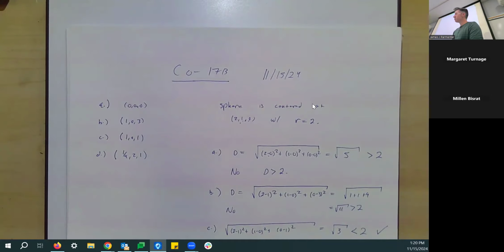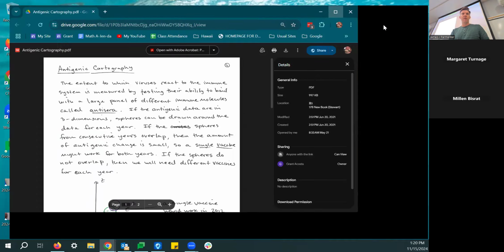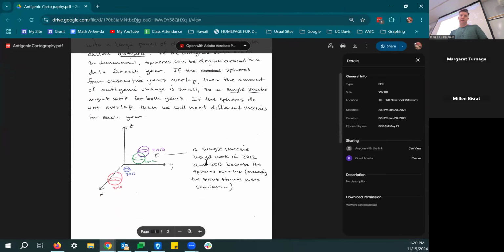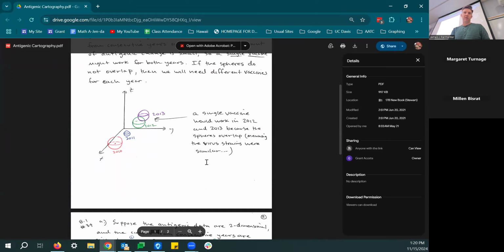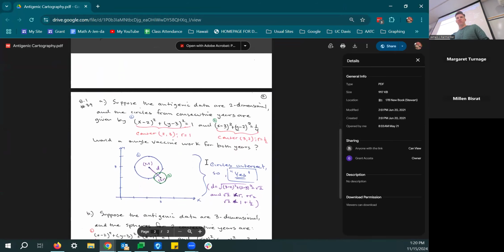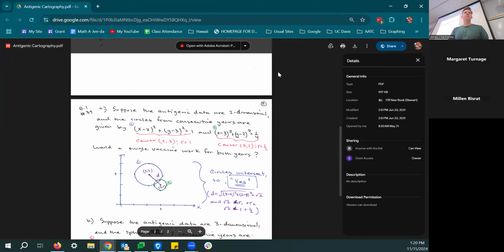Yeah, that's kind of it. I will point out there's a slightly different question that Grant goes over on one of his handouts here, which let me take a look at real quick. It's another question about antigenic cartography. This handout's on Grant's 17B webpage, and it's a similar problem, but talking about how a vaccine can cover more than one year's worth of virus, and finding the distance between the centers of the spheres. It's worth looking at if you're interested.